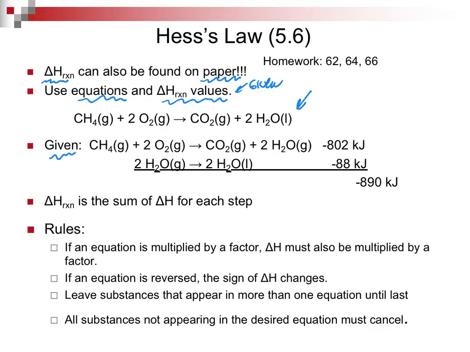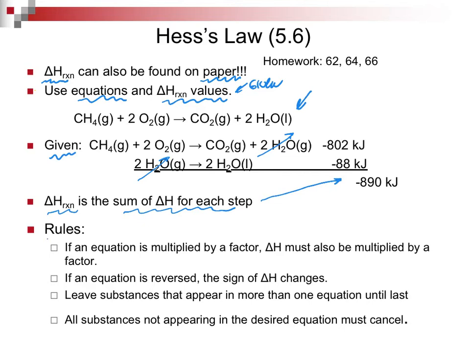Well, as you look at the first one, you see two waters as a gas. As you look at the second one, you see two waters as a gas. When you would add these together, you would get the desired equation. So delta H for the reaction is the sum of the delta H for each step, and in this case, it is a negative 890 kilojoules. It's an exothermic reaction. It's kind of a gift after we've gone through calorimetry.